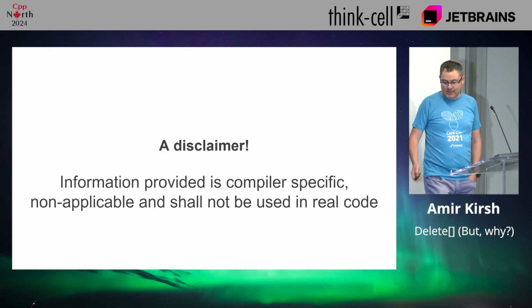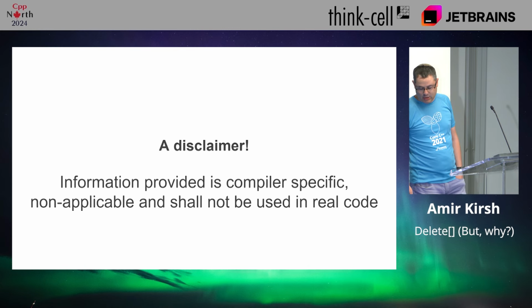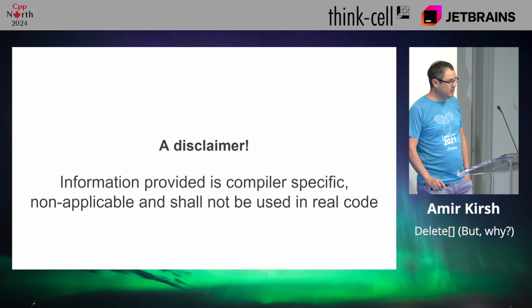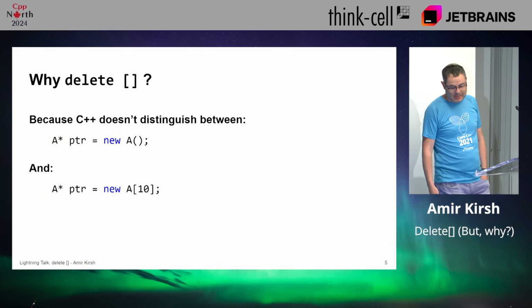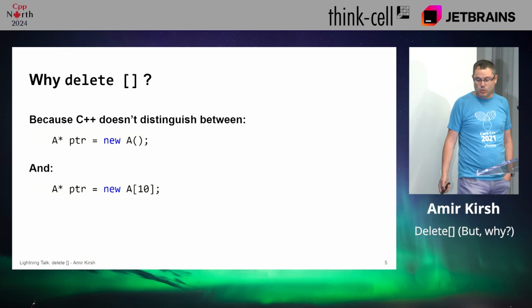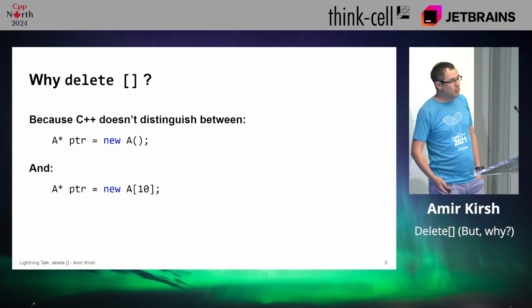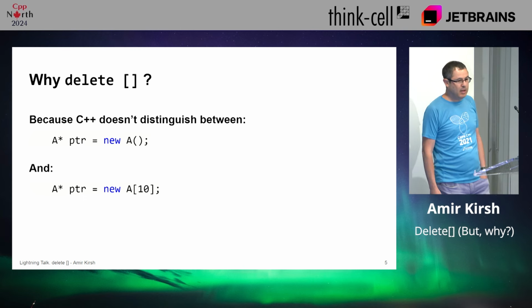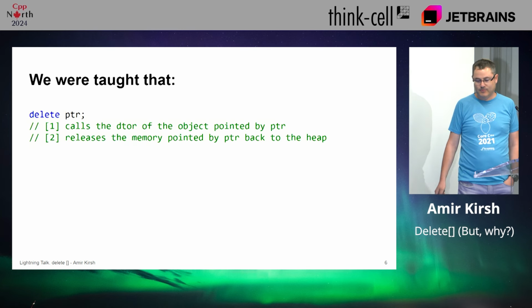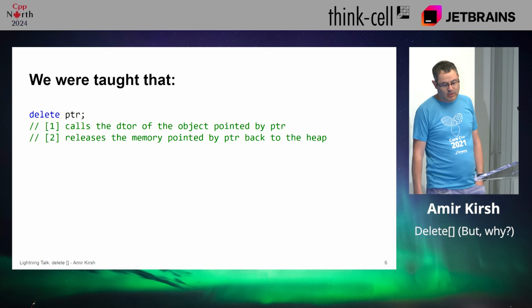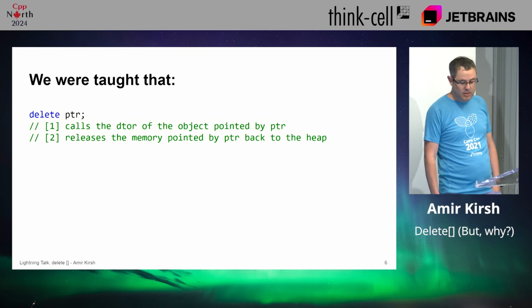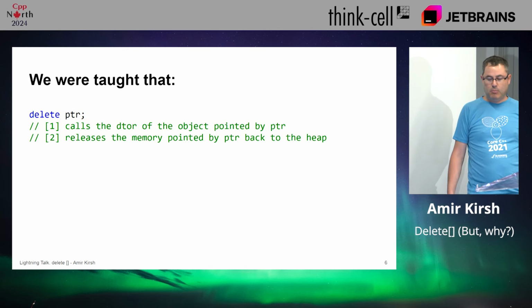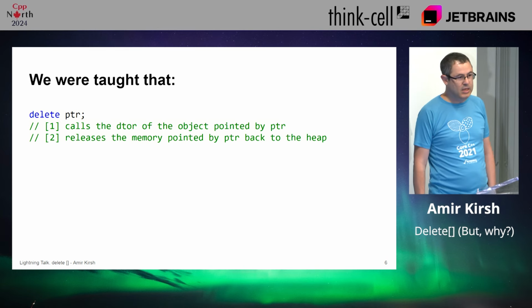So a disclaimer. All information provided is compiler-specific, non-applicable, and should not be used in real code. It's theoretical only. So why delete square brackets? Because the compiler in C++ doesn't distinguish between a pointer to a single object and a pointer to allocation of an array. We all know that. And we were told that delete PTR calls the destructor of the object pointed by PTR and then also releases the memory pointed by PTR back to the heap.